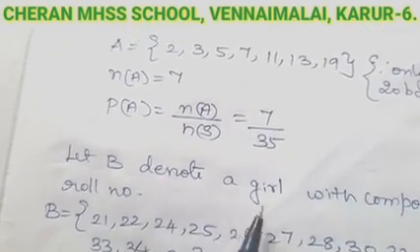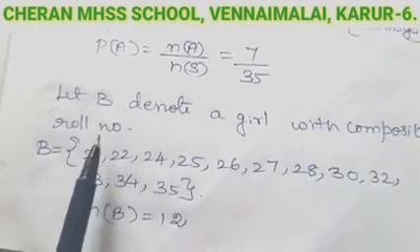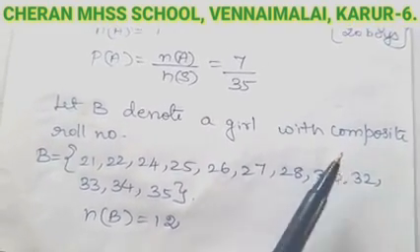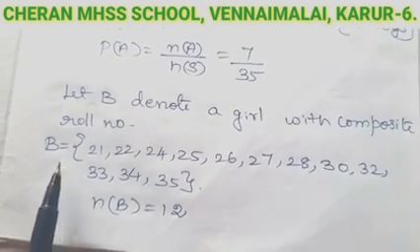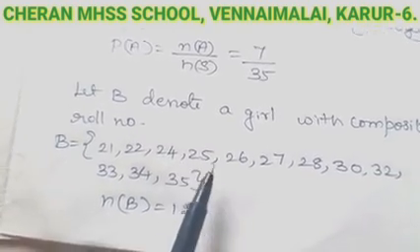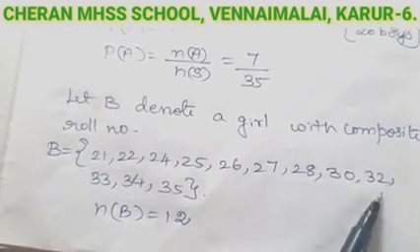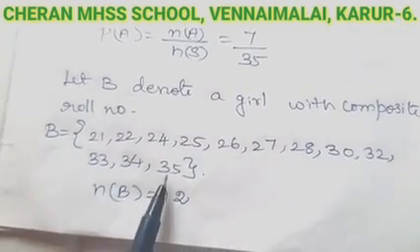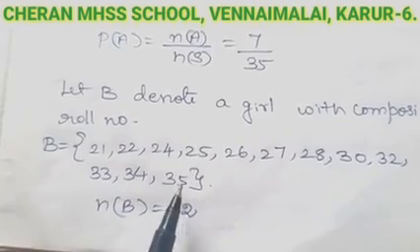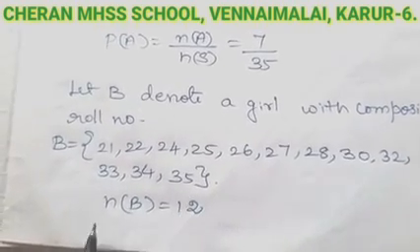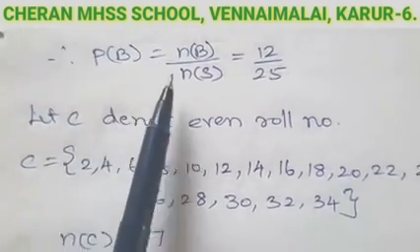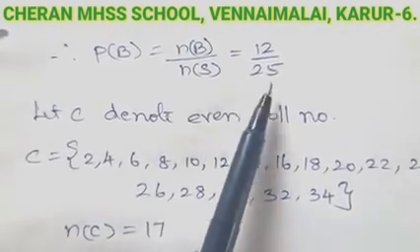Let B denote a girl with composite roll number. Numbers other than prime numbers are called composite numbers. So therefore, B is equal to 21, 22, 24, 25, 26, 27, 28, 30, 32, 33, 34, 35. Other than prime numbers from 20 to 35, here the composite numbers are given. N of B is equal to 12. Therefore, P of B is equal to n of B by n of S, that is 12 by 35.